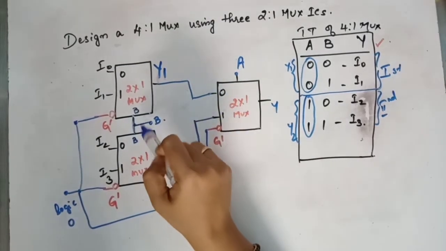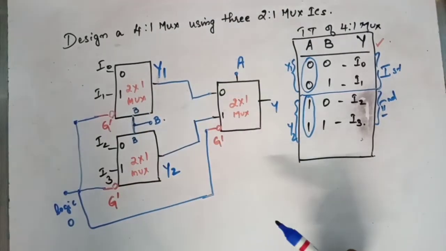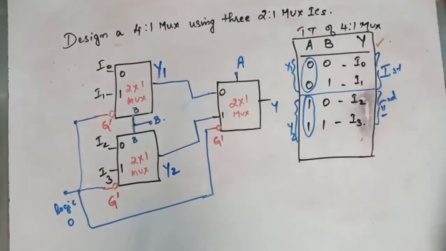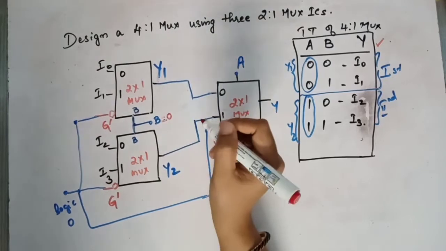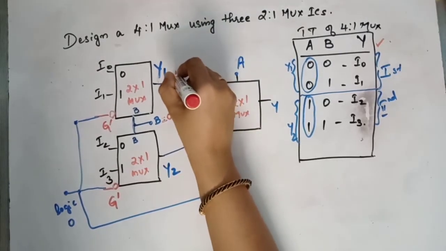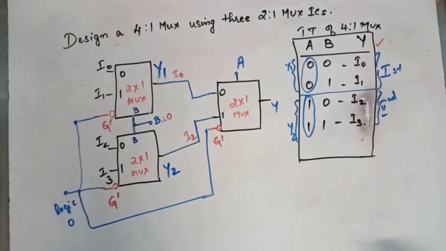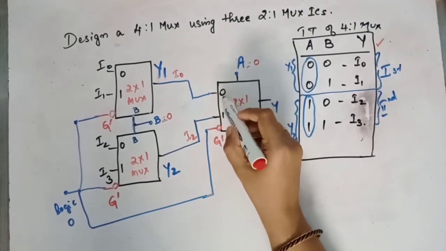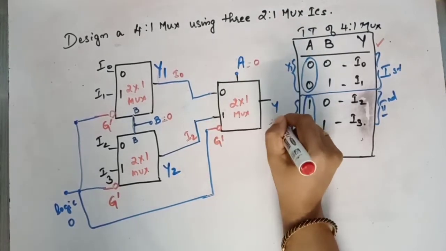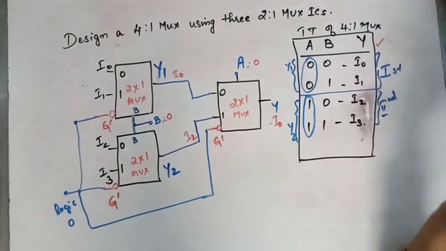So if B equal to 0, I0 will come to Y1 and I2 will come to Y2. Okay, so let's see. When B equal to say 0, here we will have I0 and here we will have I2. And if A is also equal to 0, that means this particular line is selected, that is Y equal to I0. Just check whether it's right. A0, B0, I0.